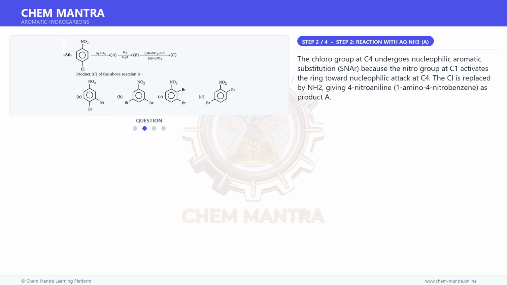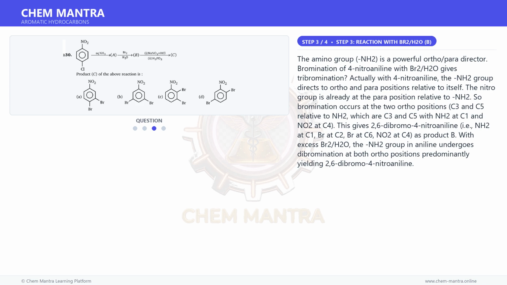Moving on to the next step. The chloro group at C4 undergoes nucleophilic aromatic substitution, SNAr, because the nitro group at C1 activates the ring toward nucleophilic attack at C4. The Cl is replaced by NH2, giving 4-nitroaniline, 1-amino-4-nitrobenzene, as product A.